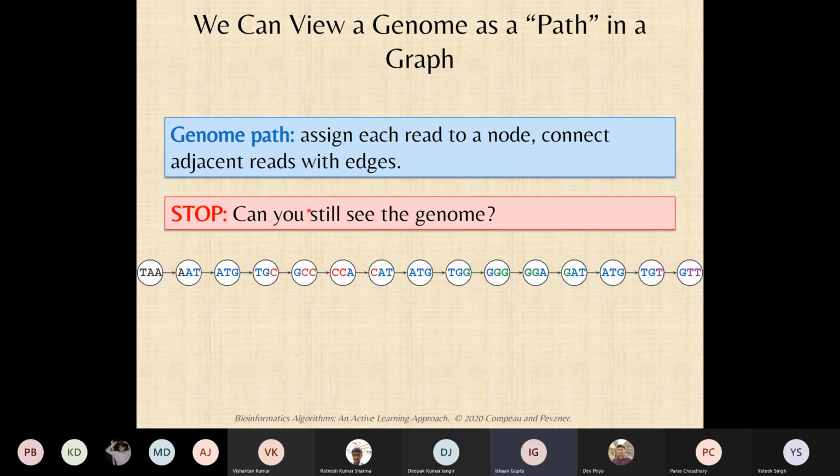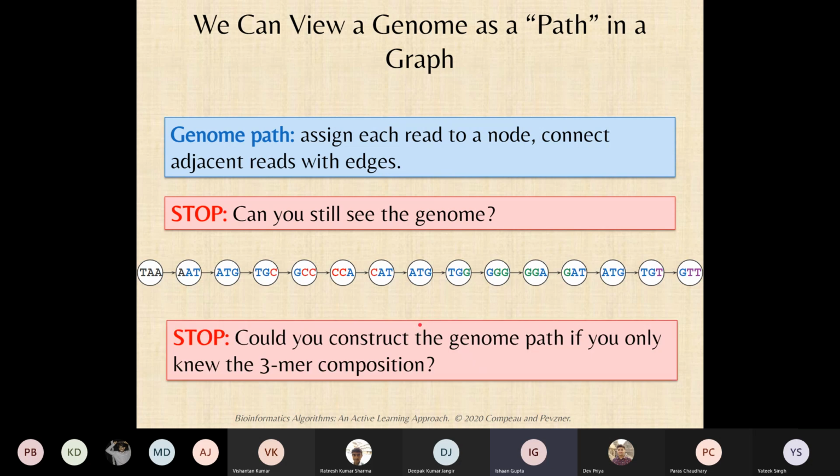So can you see the genome in this? If I give you a graph like this, can you tell me the genome quickly? Is there a fast way of doing it? So we just have to take the first element and add the last letter of each subsequent element. Exactly, right? So it's TAA, TGCCAT, right? Like that.